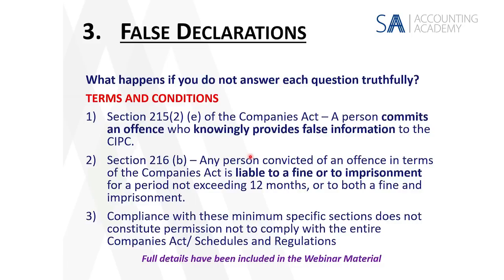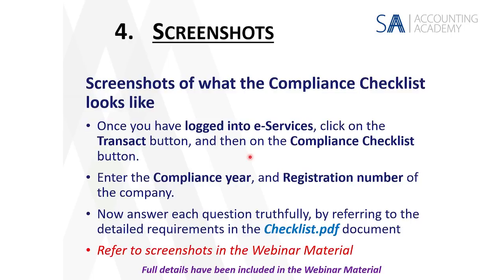Compliance with these minimum specific sections does not constitute permission not to comply with the entire Companies Act or the schedules or the regulations. So just bear that in mind. If you've got permission to comply with fewer or specific sections, it doesn't mean that you don't have to comply with the entire Companies Act. Those are the points on false declarations. So, what's the bottom line? No false declarations allowed, guys. None. Let's look at some screenshots of what the compliance checklist looks like.